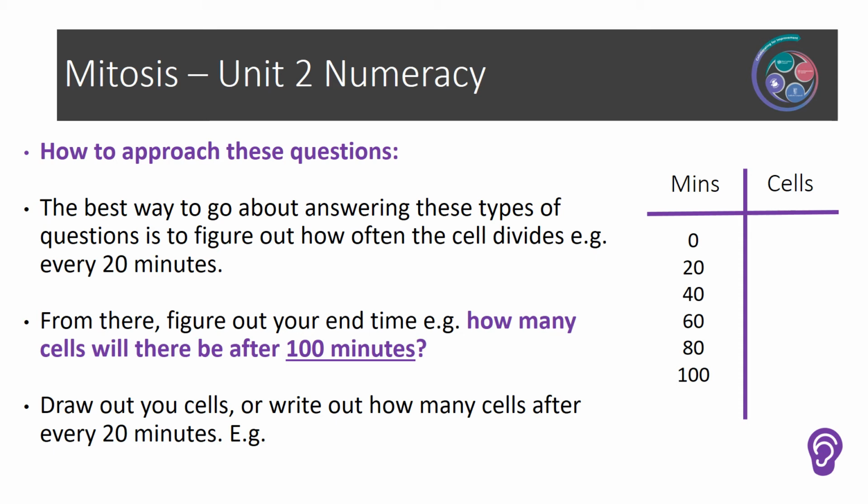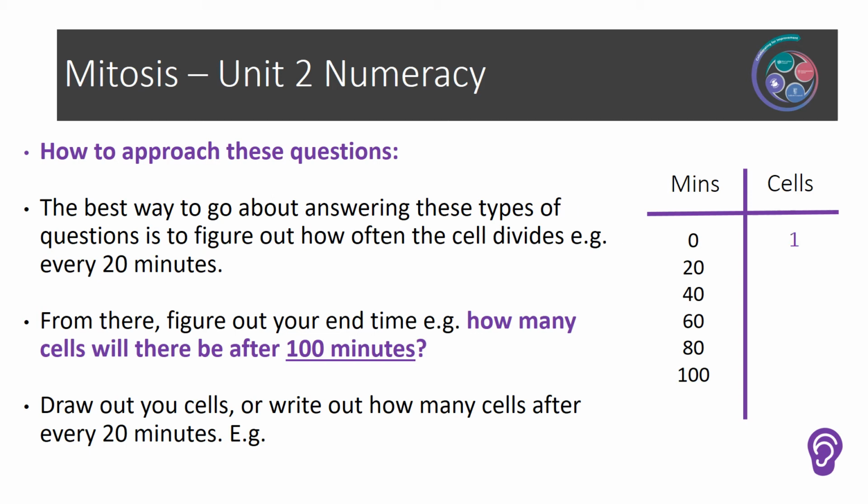Because I know from the question that the cell divides every 20 minutes, I can then go up in periods of 20 minutes from 0, 20, 40, 60, 80 and 100. The reason I stop at 100 minutes is because, again, I've looked for clues in the question, and the question states how many cells will there be after 100 minutes. So we must stop at 100 minutes.